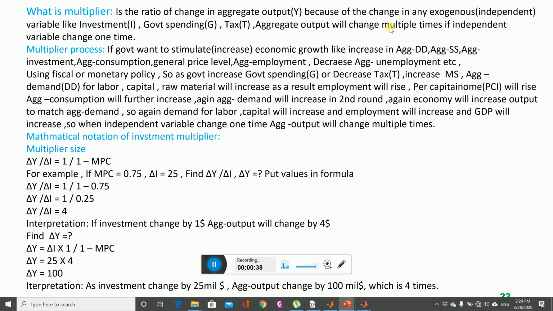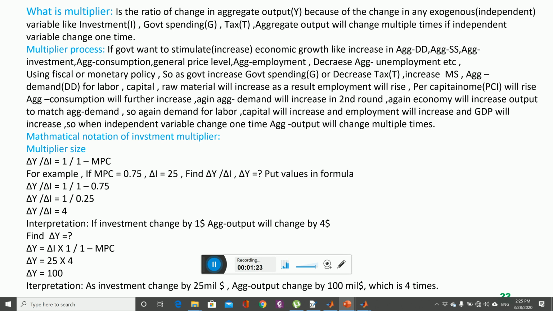Aggregate output will change multiple times. Multiple times means many times, if an independent variable changes one time. It means that multiplier defines the change in aggregate output because of the change in any one of the following mentioned macroeconomic variables, like investment, like government spending, like tax rate. So when investment or government spending or tax rate changes one time, as a result aggregate output of the economy will change many times. Multiple times means many times, and that is why this is called multiplier.